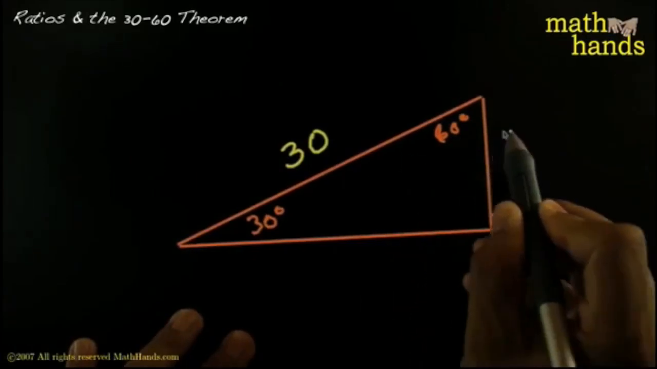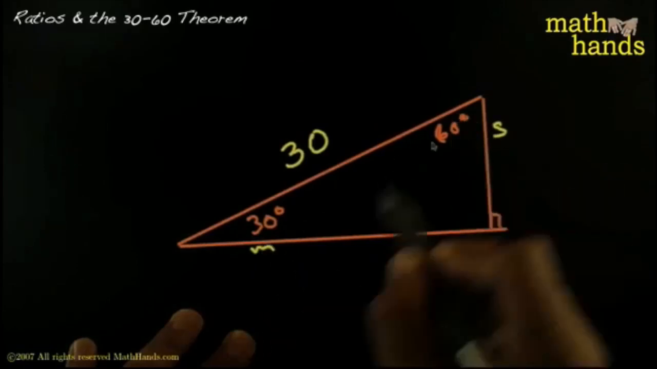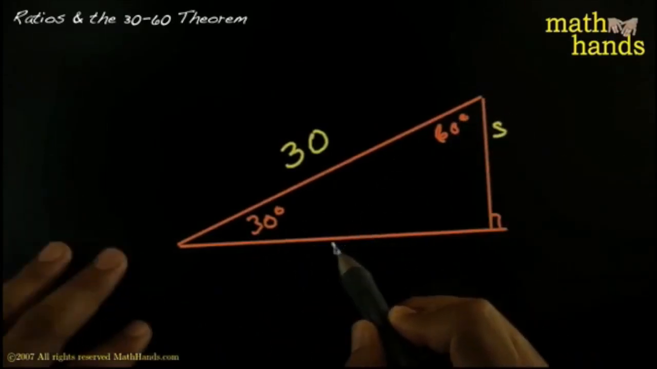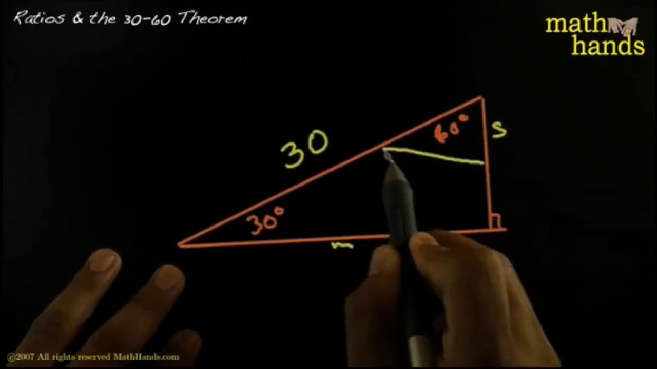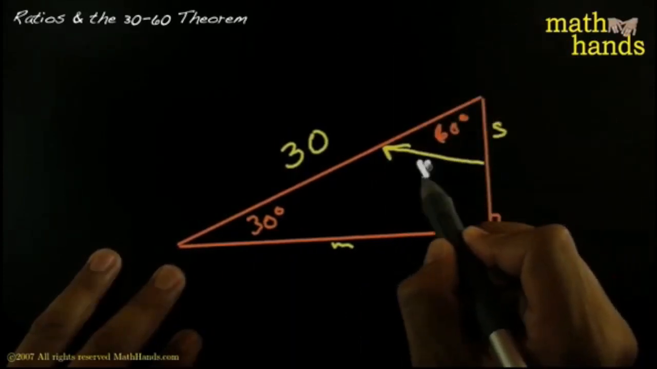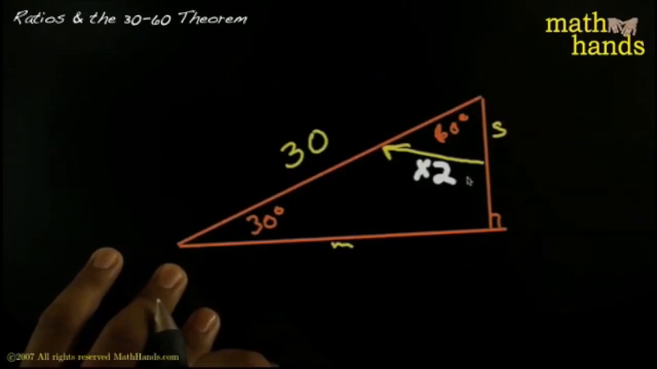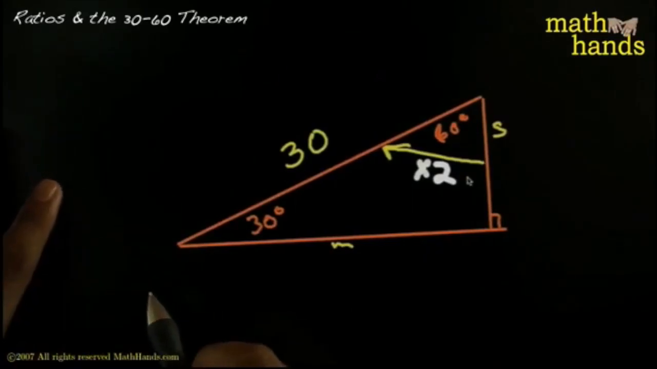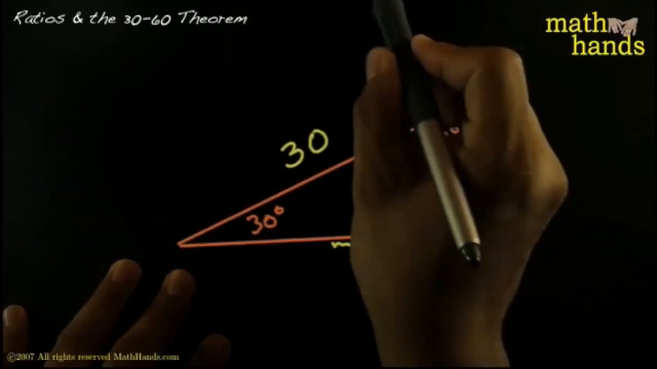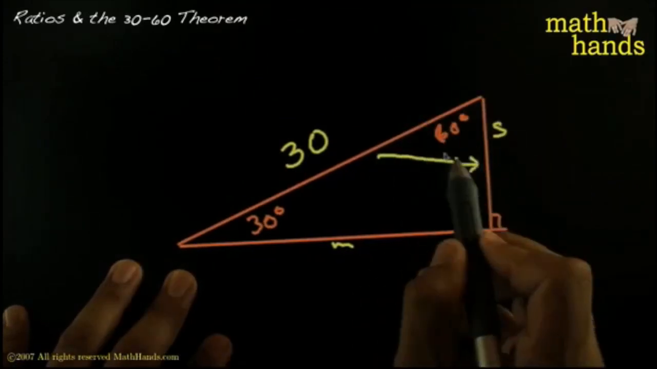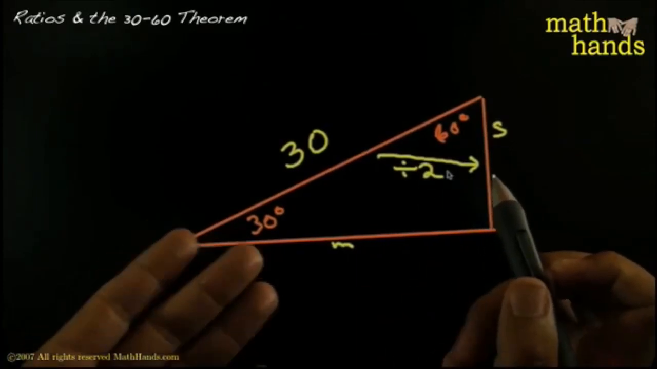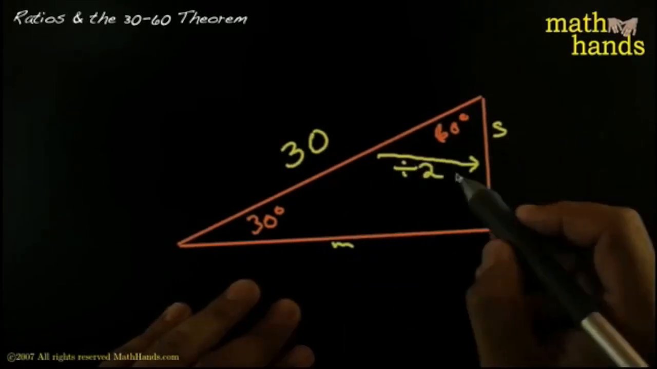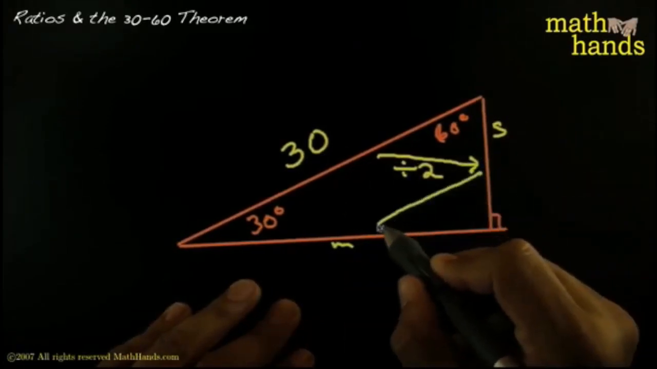This is the small one because it's across from 30. This is the medium one because it's across from 90. We just established that to go this way, you would multiply by 2, right? Well, what if you had to go the other way? To go this way, you multiply by 2. To go this way, you would divide by 2. You get it? That makes sense. And then, of course, to go this way, you still multiply by the square root of 3.